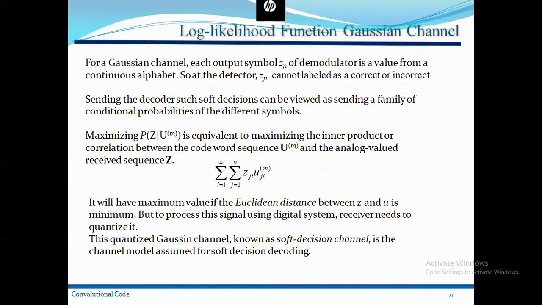So in fact, if you check the log likelihood function over the Gaussian channel, it is just like the correlation among the sequence. So we find the correlation between the received sequence and the transmitted sequence, and we determine it in the form of Euclidean distance. Then we perform the soft decision decoding over that decision.